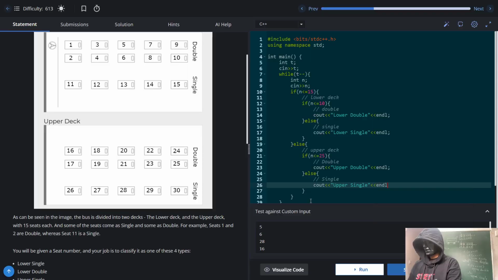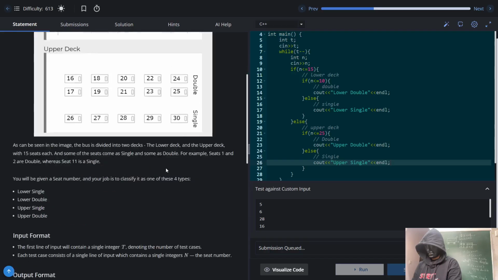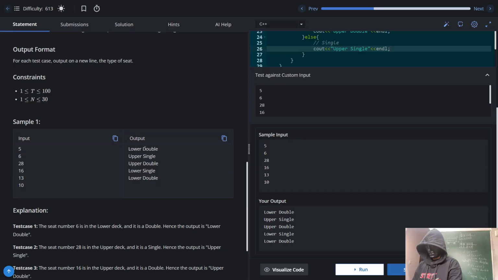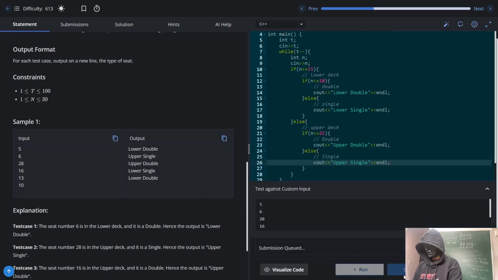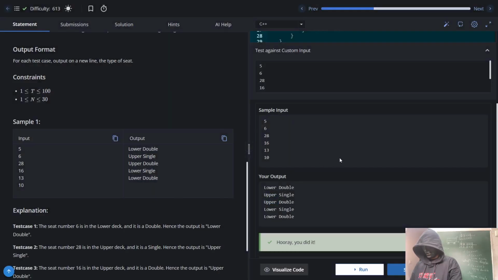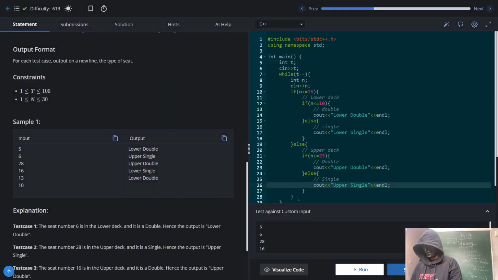Okay, let's try to run the code. As you can see, lower double, upper single, upper double, lower single, lower double, which is correct. Let's try to submit the code. Yeah, it got accepted. So basically it was an if else condition only.